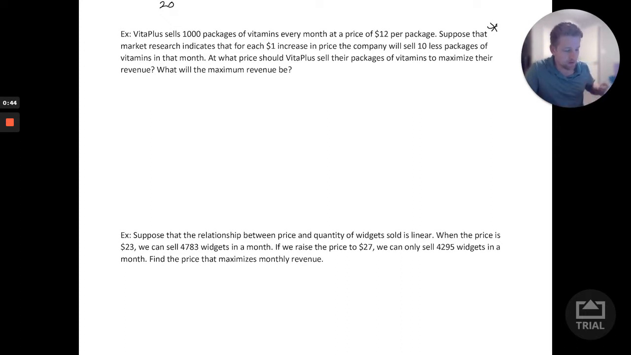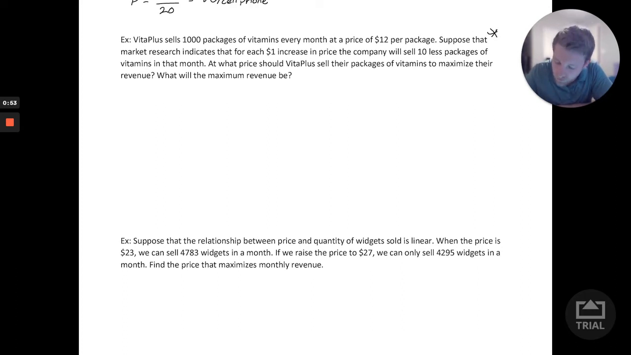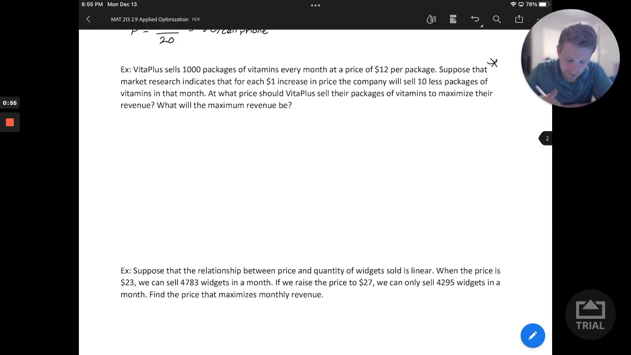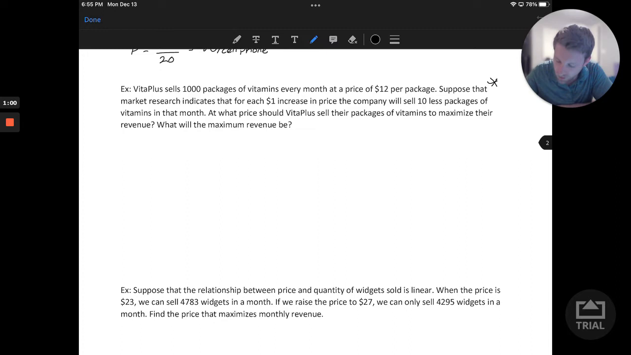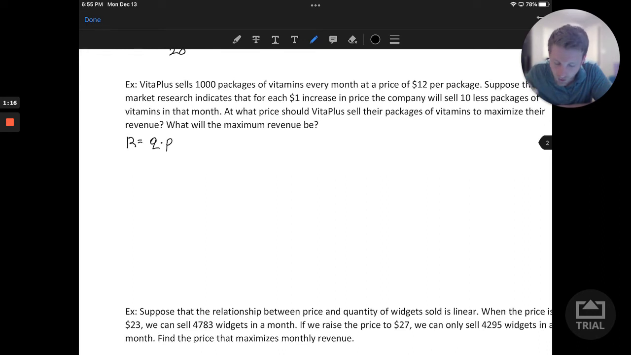So let's consider how we'd go through this, considering the ideas of quantity and price. We know already that revenue, by definition, is the quantity times the price of that item, Q times P. So we just have to consider, based on these changes, what quantity and price look like. So let's start with the quantity.